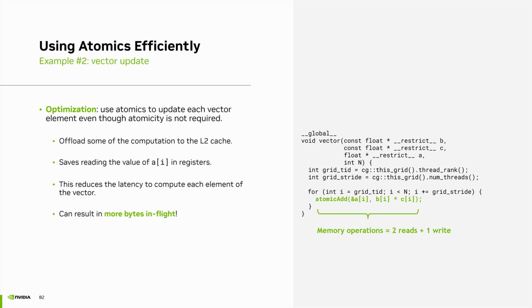So basically, what happens is we don't actually read A anymore in registers. We read only B and C, right? We do the add operation, the multiply operation, and then the update of A is actually done in the L2 cache. So the value of A is never fetched in registers, okay? That reduces data movement a lot in our memory hierarchy. And this reduces the latency of the vector update, okay? And this allows us to have more instructions in flight, which means more bytes in flight in this case.